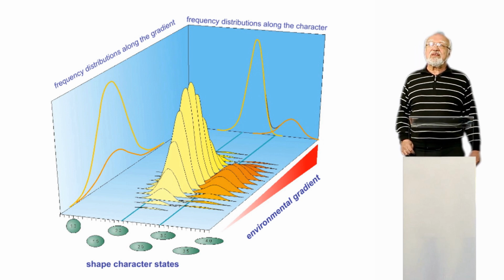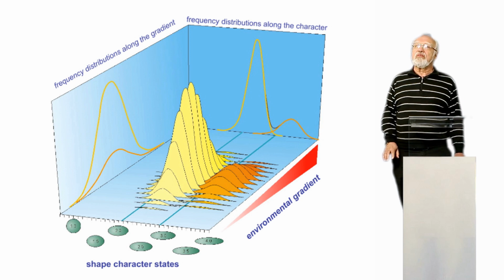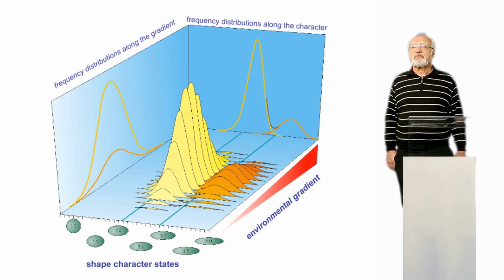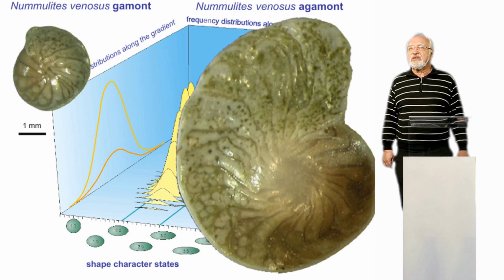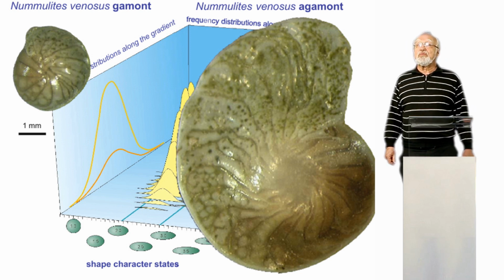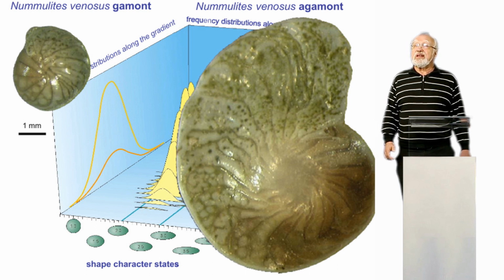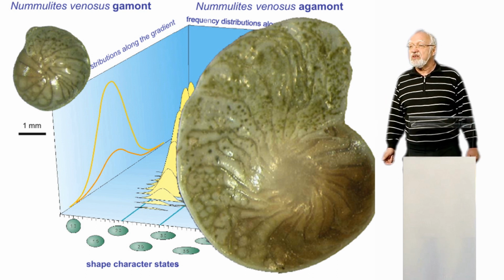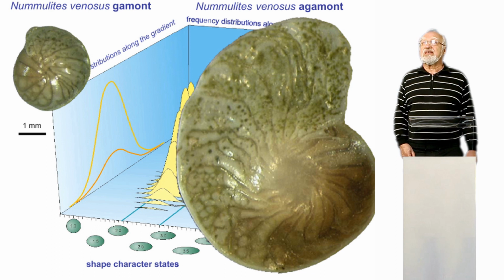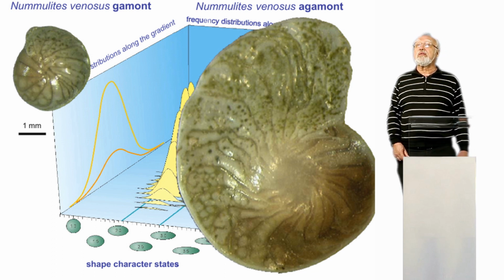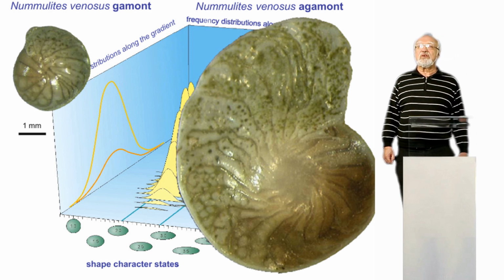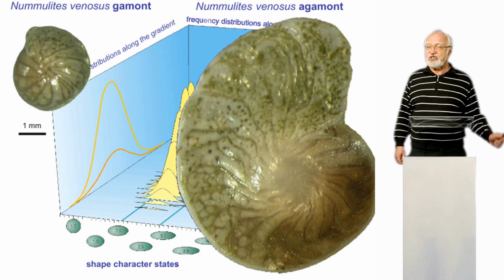Now we have here the problem that according to the character, we have two quite distinct groups with different frequencies, but along the gradient, we have the same distribution. How can we interpret this? This could be two generations or two sexes of the same species. As you can see here, on the one side the sexual reproducing generation, and on the other side the large agamont, the asexual reproducing generation.